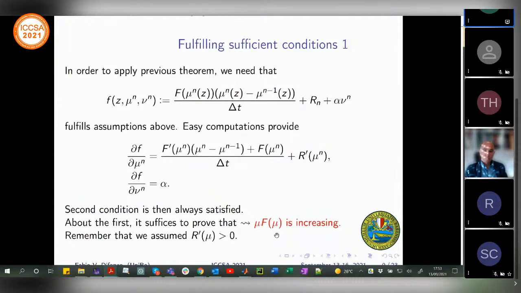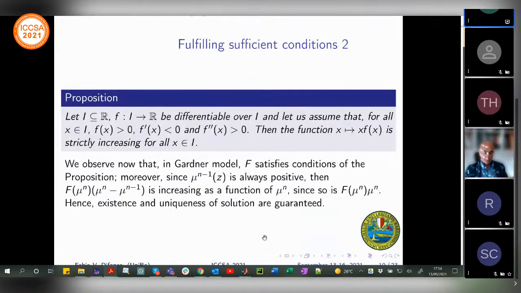Okay, so if we are able to prove that this function is increasing, we're done. We have sufficient conditions that guarantee that our problem has a unique solution. Now, the result is quite easy, and I mean it is beautiful. It can be proven that if f is a differentiable function over a compact interval I, and that is positive, decreasing, and convex, then this function is strictly increasing.